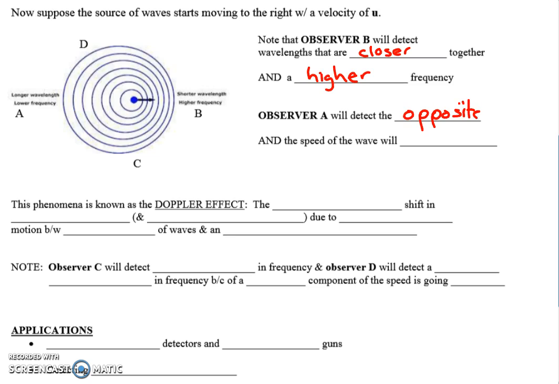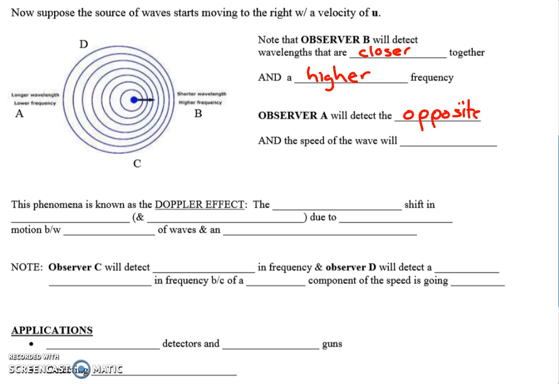So A will hear a ba-dum, ba-dum, ba-dum, ba-dum, a lower frequency and a longer wavelength. How about the speed of the wave? If our source is moving, will B detect a faster speed, and will A detect a lower speed?